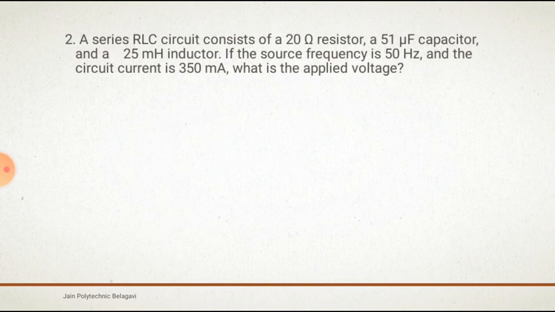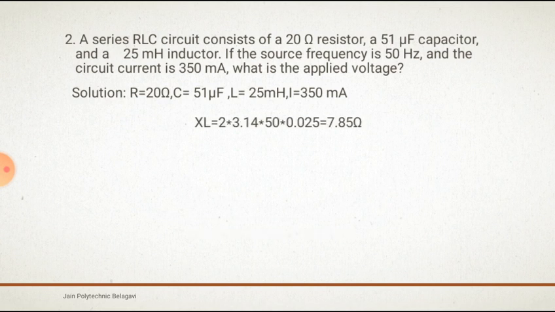Second problem: a series RLC circuit consists of 20 ohm resistance, a 51 microfarad capacitor and a 25 millihenry inductor. If the source frequency is 50 Hz and the circuit current is 350 milliamp, what is the applied voltage? Solution: given R is equal to 20 ohm, C is equal to 51 microfarad, L is equal to 25 millihenry, I is equal to 350 milliamp.